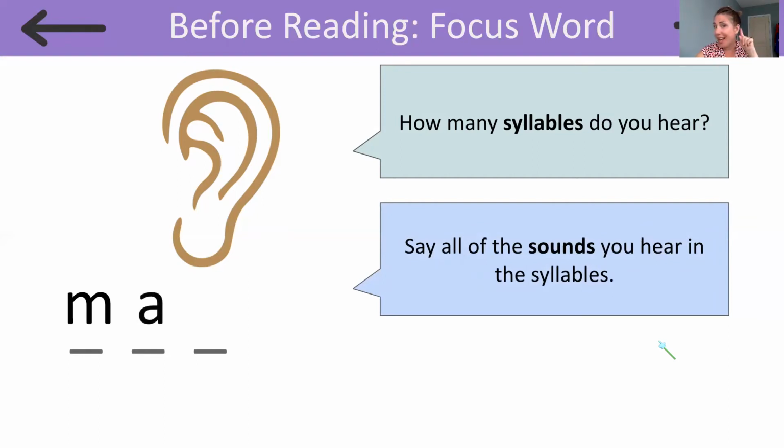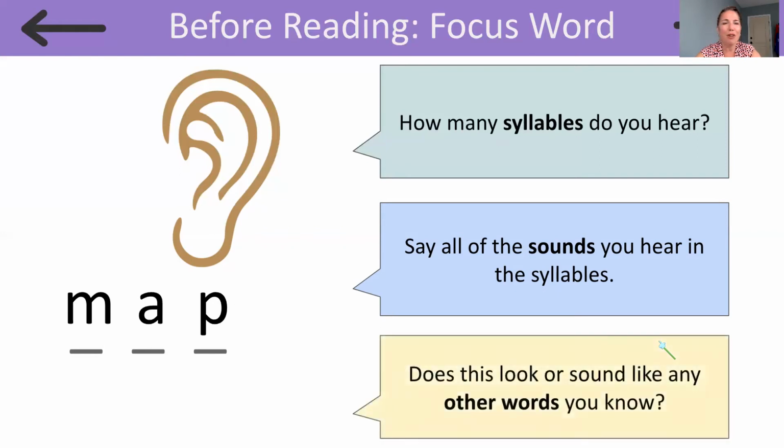And what's the last sound you hear? Right, P. And what letter makes the P sound? That's right, P makes the P sound. So let's say all these letter sounds that we hear. Map. Great job, readers. And when you hear or see the word map, does it remind you of any other words that you know?